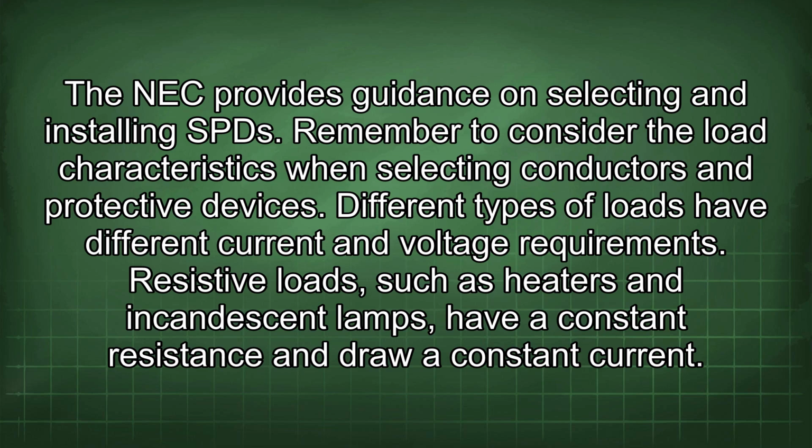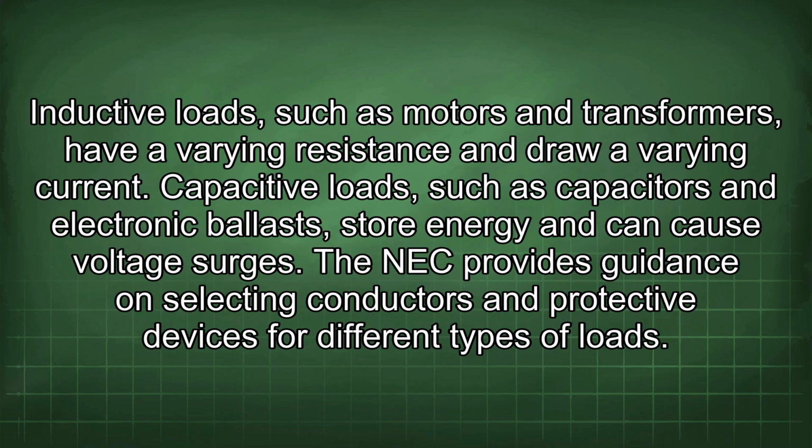Remember to consider the load characteristics when selecting conductors and protective devices. Different types of loads have different current and voltage requirements. Resistive loads, such as heaters and incandescent lamps, have a constant resistance and draw a constant current. Inductive loads, such as motors and transformers, have a varying resistance and draw a varying current. Capacitive loads, such as capacitors and electronic ballasts, store energy and can cause voltage surges. The NEC provides guidance on selecting conductors and protective devices for different types of loads.